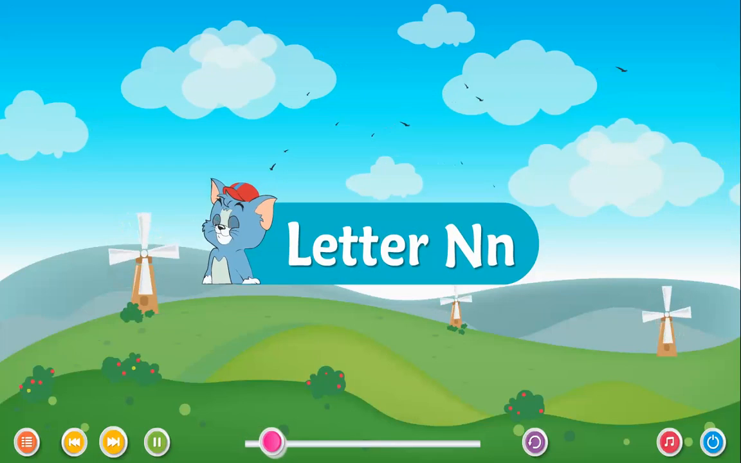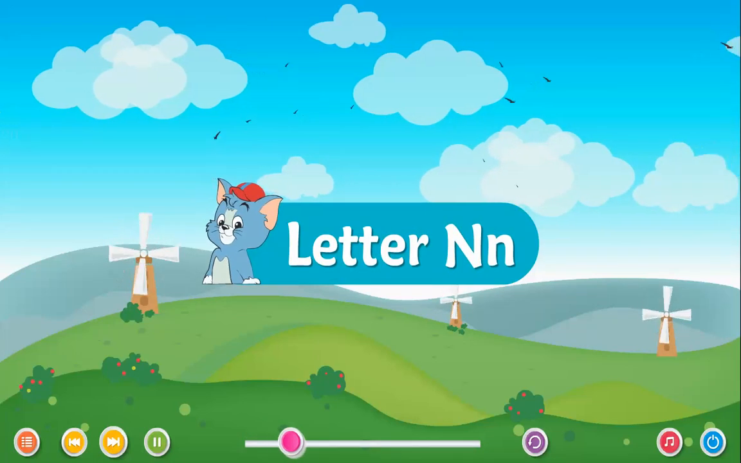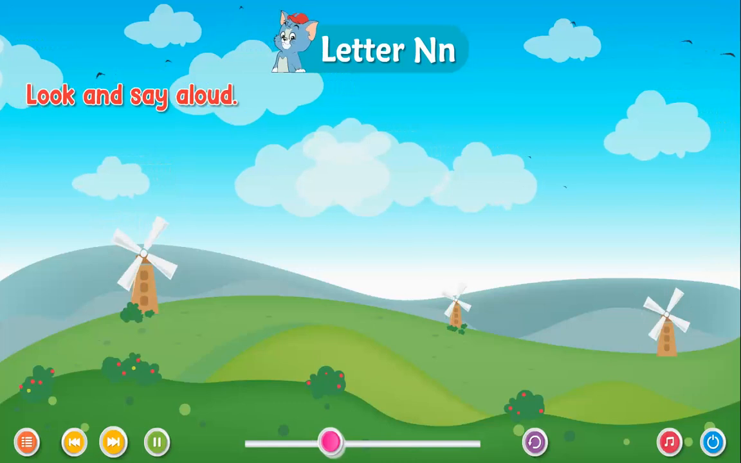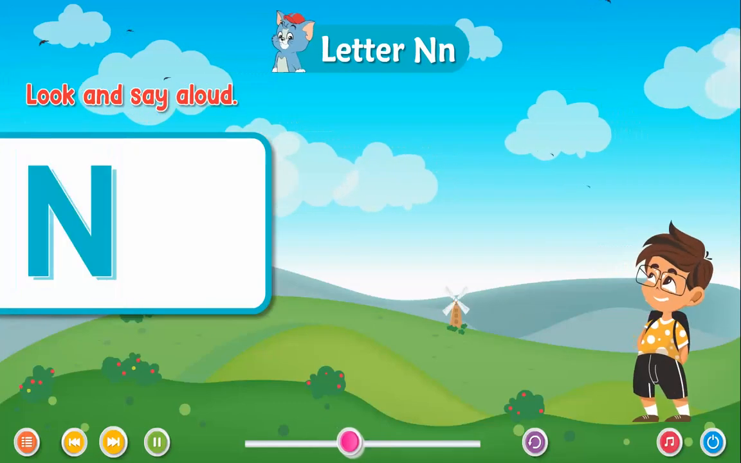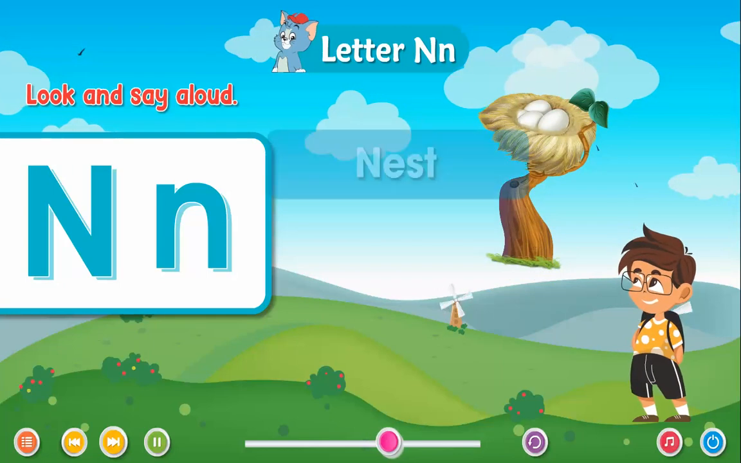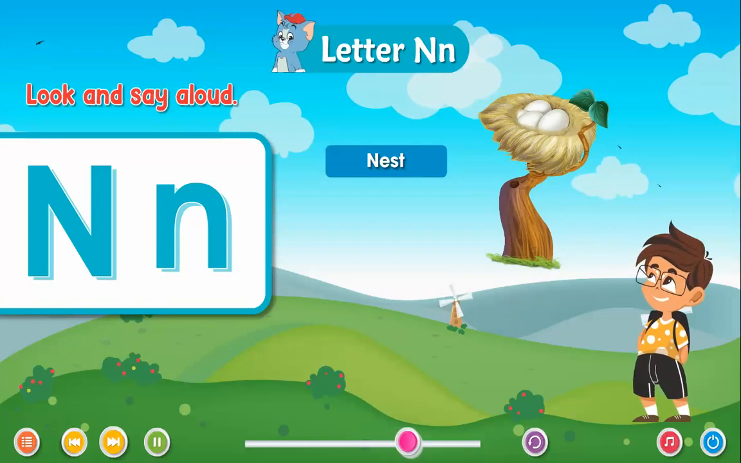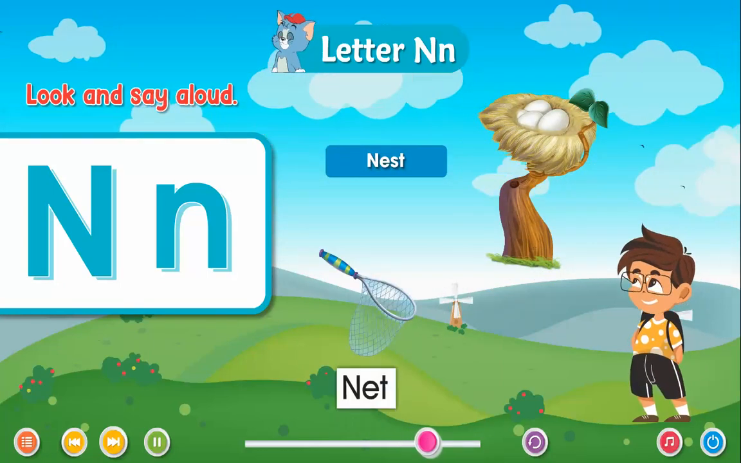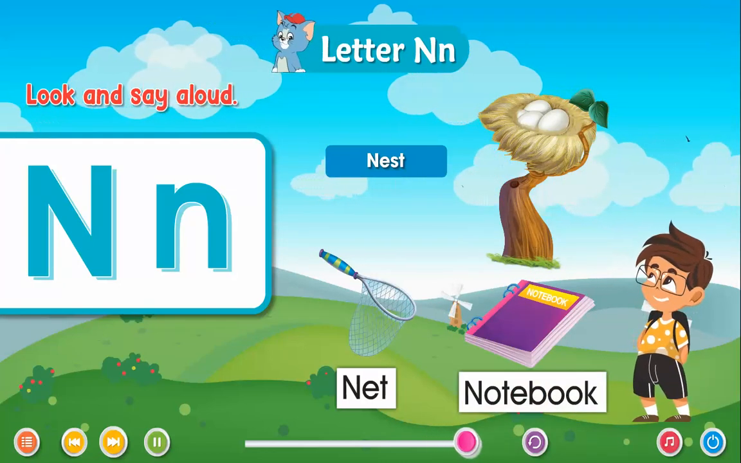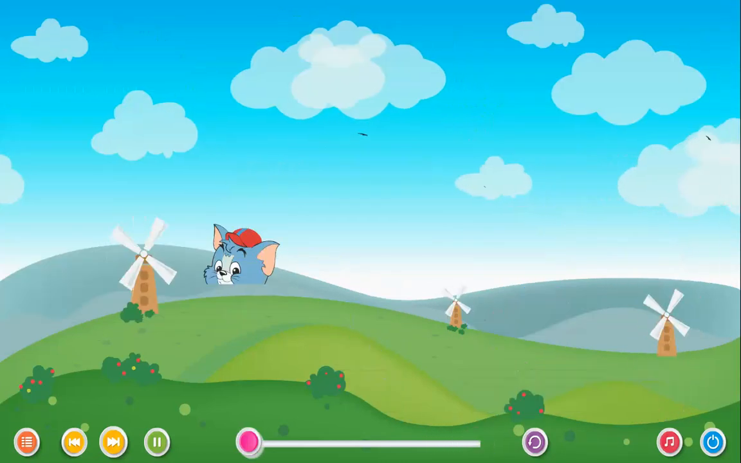Letter capital N, small n. Look and say aloud. Capital N, small n. N for nest. N for net. N for notebook. Trace the letter. Color.